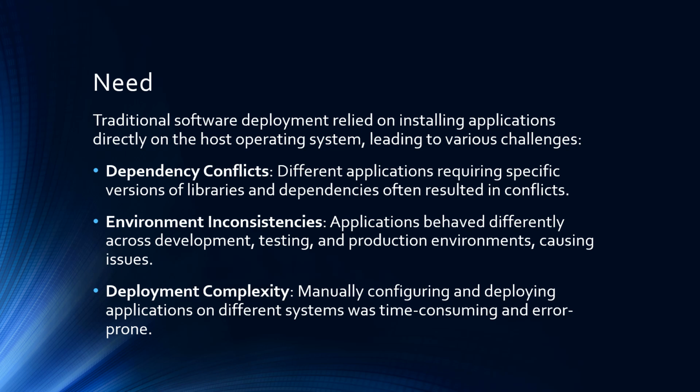Environment inconsistencies were another critical issue. The phrase, "works on my machine," became infamous in software development because applications would behave differently across development, testing, and production environments. These inconsistencies led to bugs that were difficult to reproduce and fix. For example, a developer might use the latest version of MongoDB locally, while the production environment runs an older version, leading to subtle behavioral differences that only appear in production.